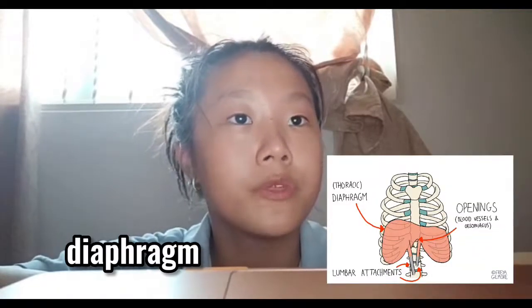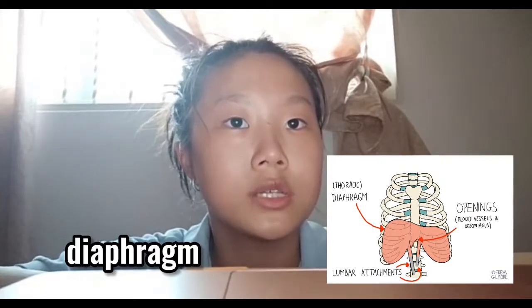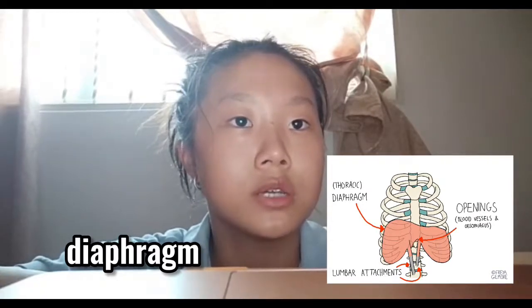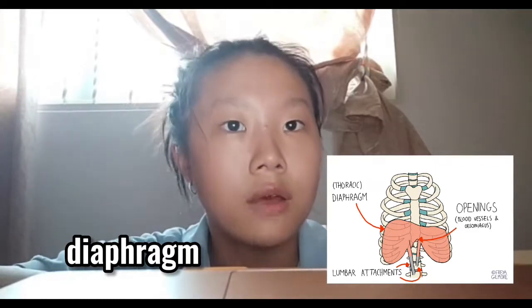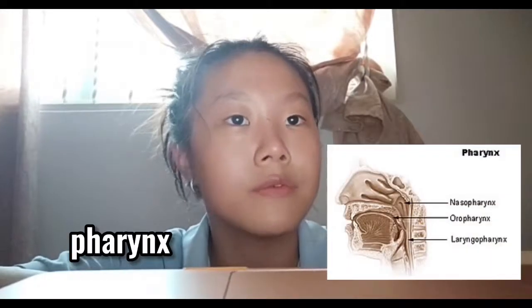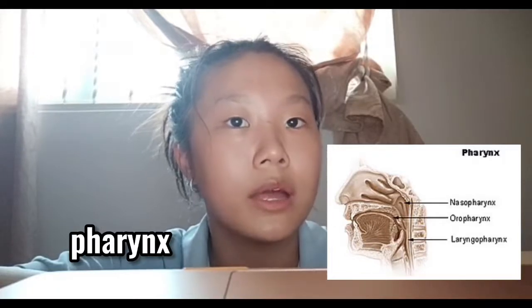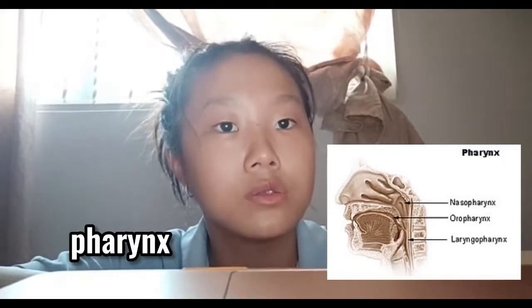Diaphragm squeezes downward when you breathe in, making a vacuum that causes a rush of fresh air into your lungs. It relaxes outward, pushing on your lungs, letting them deflate. Pharynx acts like a passive way for food on its way to the stomach and for air on the route to the lungs. And that's the respiratory system.